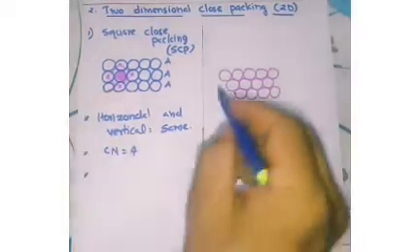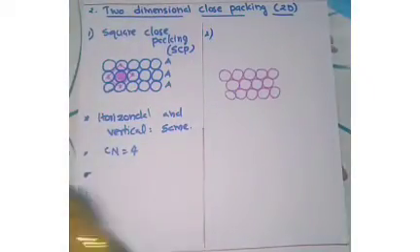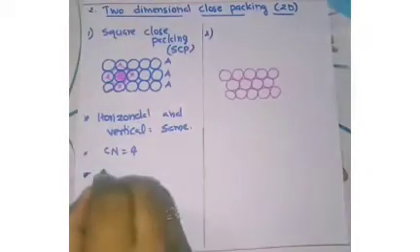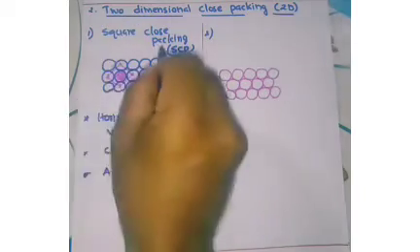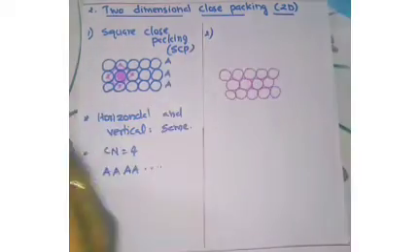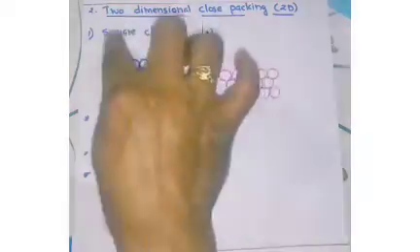Then in square close packing, it follows the pattern A, because horizontal and vertical alignment of each layer is same. Next, two-dimensional close packing is classified into two types. First one, square close packing.